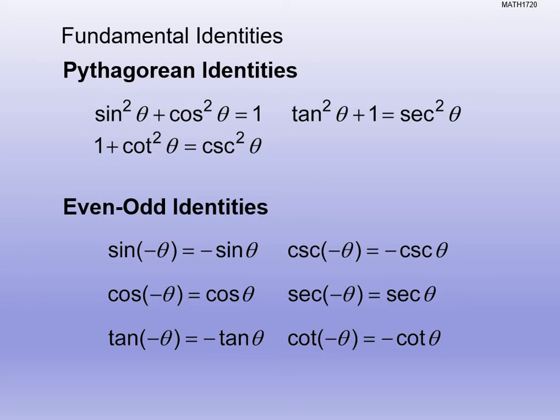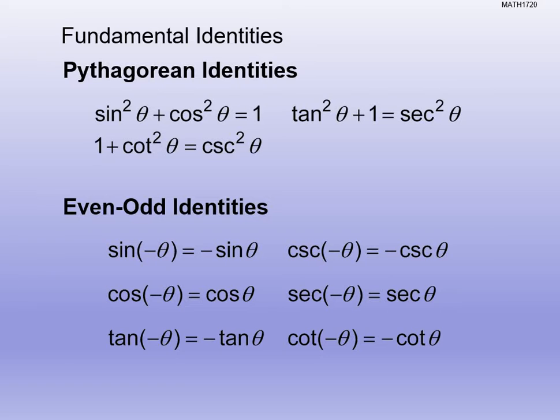So we can see that the base or the parent function of sine, sine of negative theta equals negative sine of theta. Therefore, its reciprocal, cosecant of negative theta, will be negative cosecant of theta. Okay, so in this case, whatever the parent does, the reciprocal identity does the same thing.